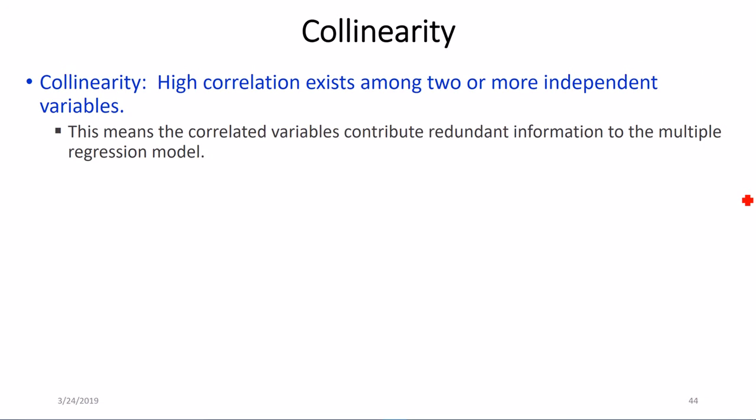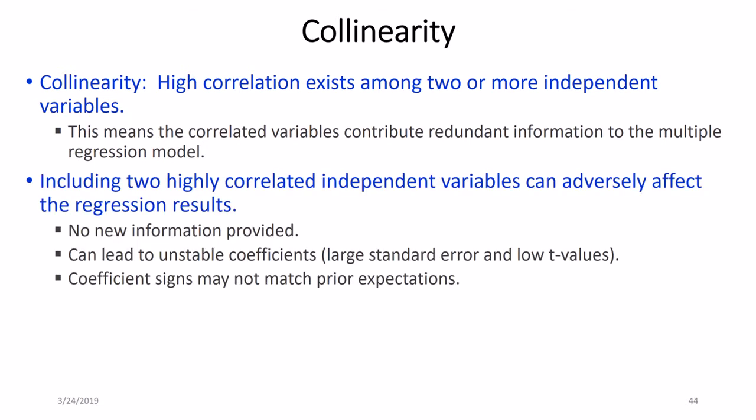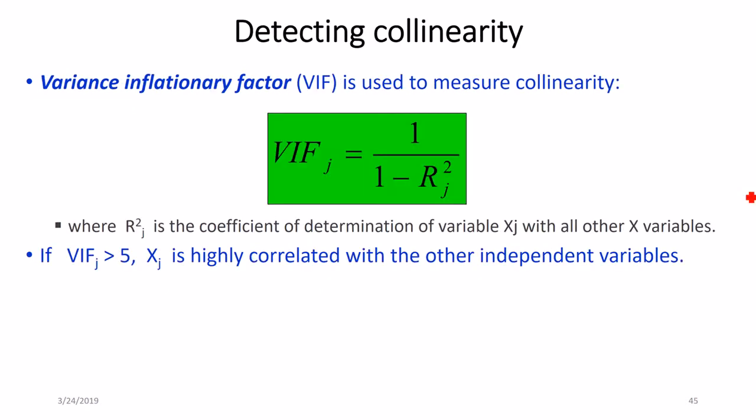Now we talk about collinearity. Collinearity is the high correlation between 2 or more independent variables. This means there's some redundant information which can adversely affect the result. To detect collinearity, we can use the variance inflation factor, or VIF.